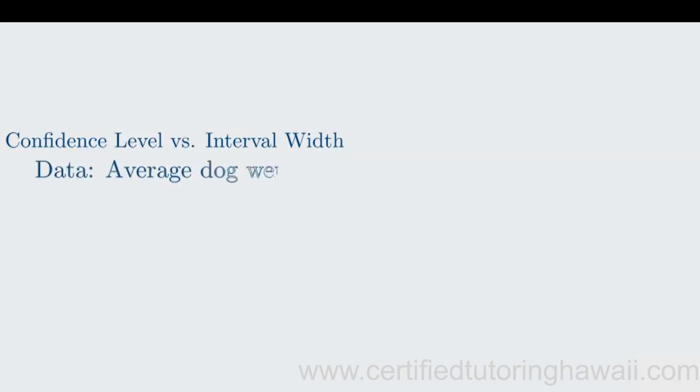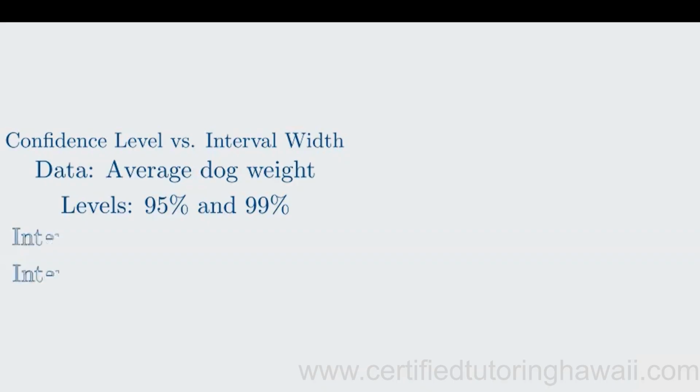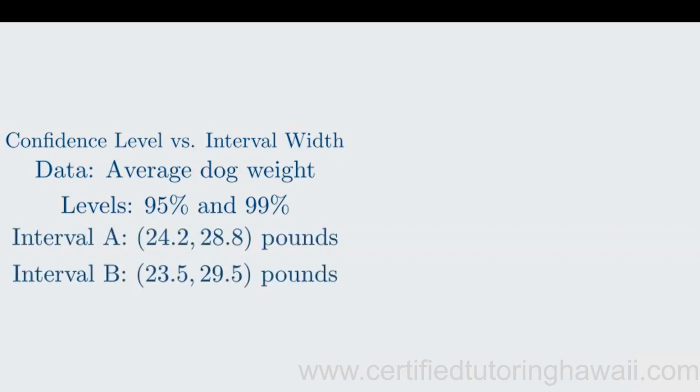Suppose we have a fixed set of data from a study on the average weight of a specific breed of dogs. Using this data, a student calculates both a 95% confidence interval and a 99% confidence interval, without being told which is which. Can you identify which interval belongs to which confidence level?